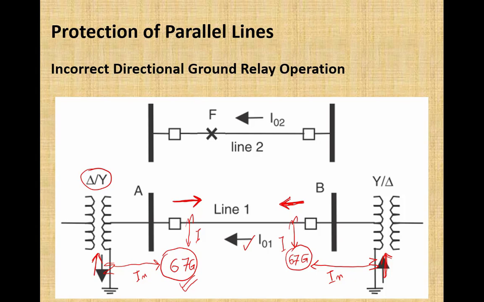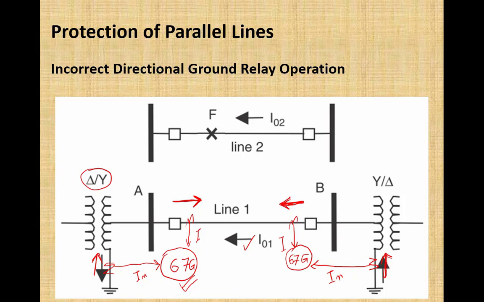The fault was in the parallel line, line 2, and that fault has induced a current in this line, and both the directional relays have been fooled by this induced current, and line 1 would be tripped due to this induced current. So this is the incorrect operation of the directional ground fault relay.